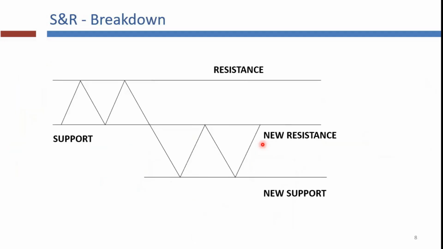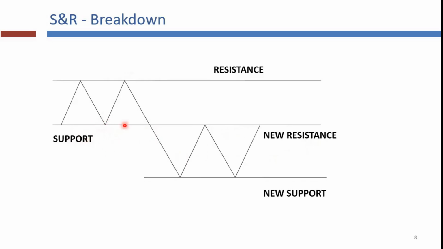Now let's discuss breakdown of support zone. In the previous slide, we discussed what happens when the resistance zone is broken. Now when support zone is broken, the erstwhile or the previous support zone may now act as the new resistance zone. The logic is the same in this scenario too.